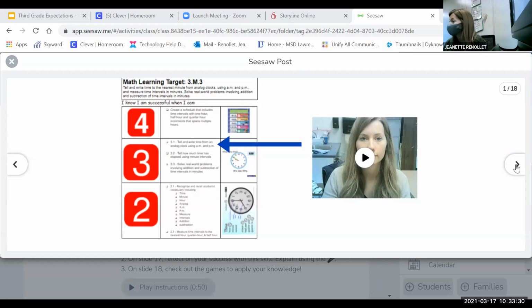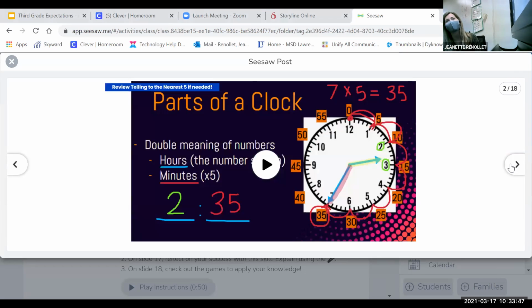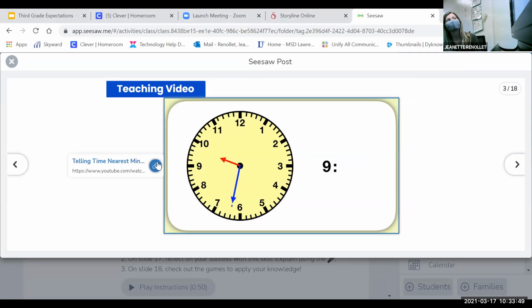So today, that's what we're working on. Can you look at the face of a clock? Can you identify what time it is? And can you label it correctly with AM or PM? That's it. So today is just lots of practice. It's a practice day. Before we start practicing, we're going to watch this video that will help remind us how to skip count by fives and then count by ones.